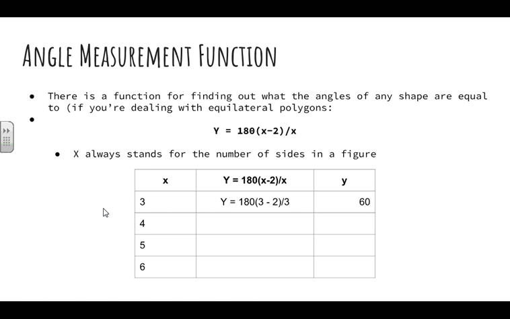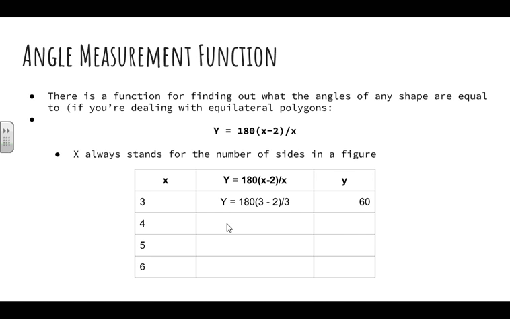All right, so with a three-sided figure, a triangle, we would plug 3 in for x in both spots where we see the x. So our function would be 180 times 3 minus 2, divided by 3. In parentheses, 3 minus 2 is 1. Then you would just multiply and divide left to right. So 180 times 1 is 180. Then 180 divided by 3 is 60. So that means in an equilateral triangle, each individual angle measures 60 degrees.